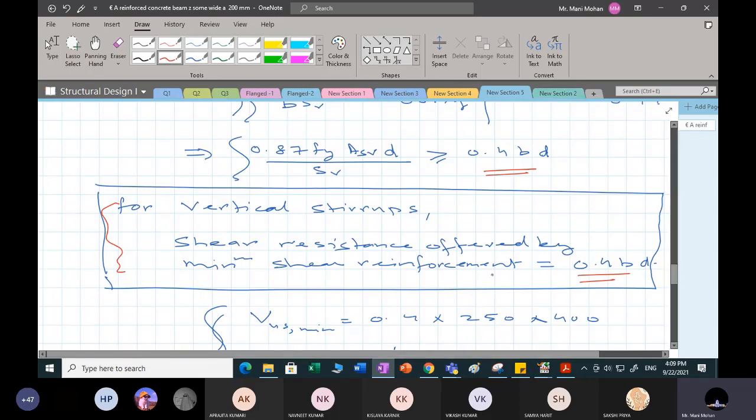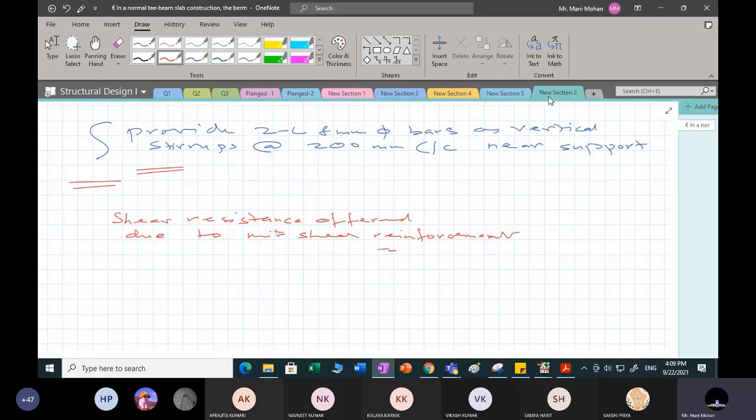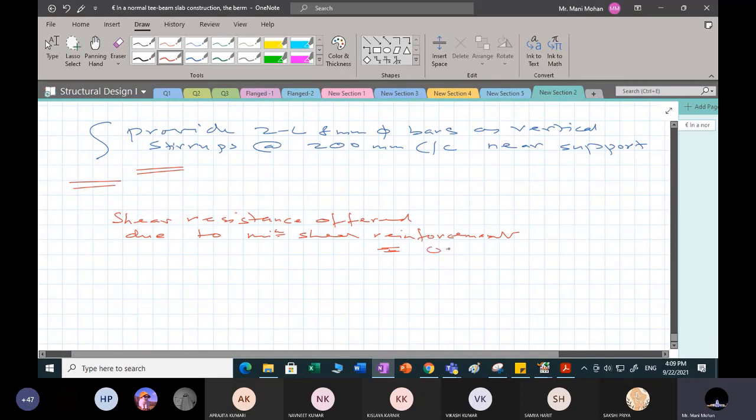So I can write here, this will be equal to 0.4 B into D. So 0.4 into 230 into D, D is my 540. So how much it is coming? 49680. Give me in kilonewton. I think 49.68 kilonewton. So this is the resistance which is going to be due to minimum shear reinforcement, 49.68 kilonewton.